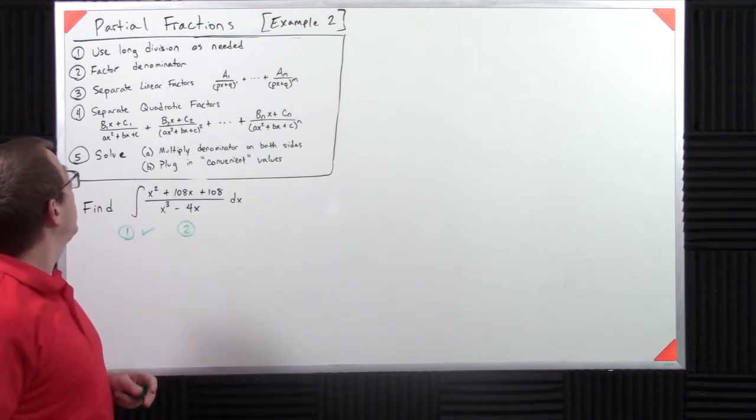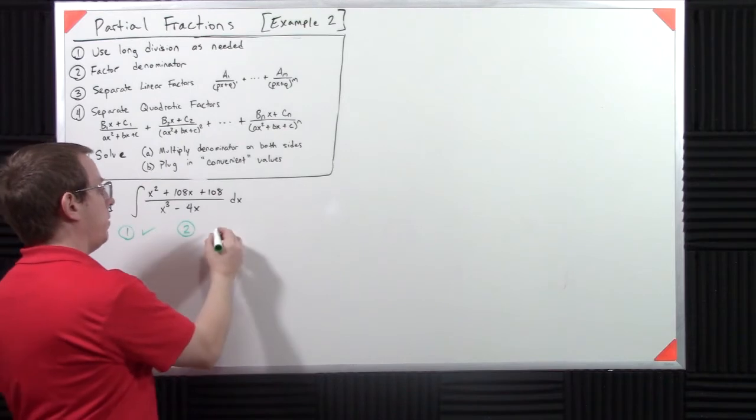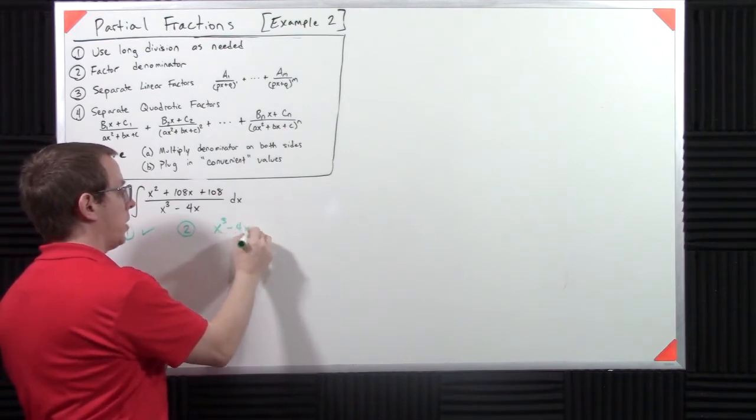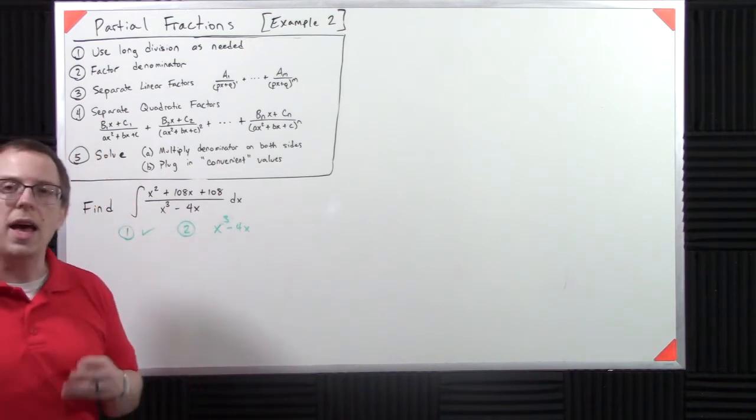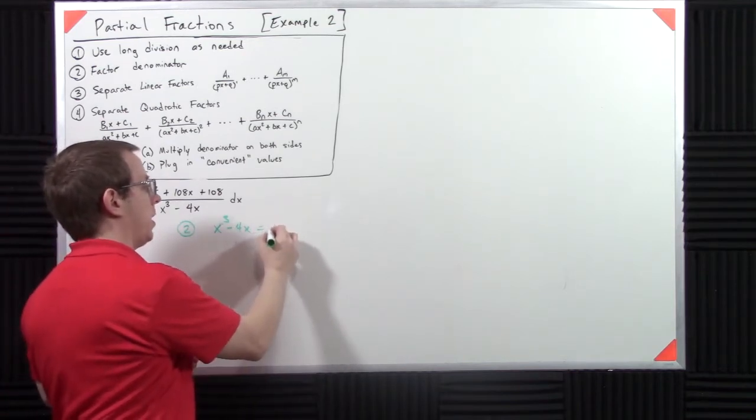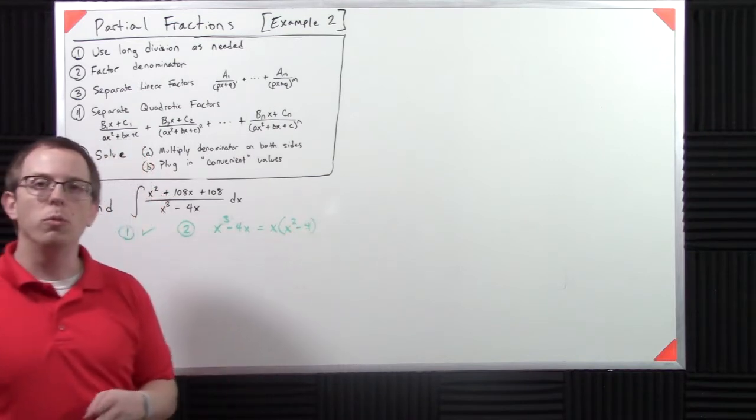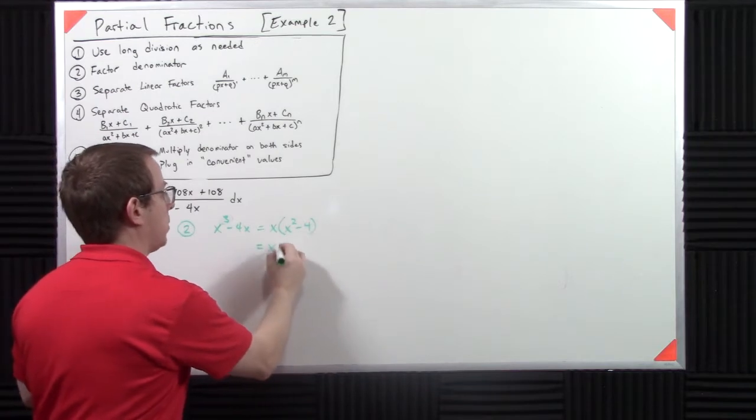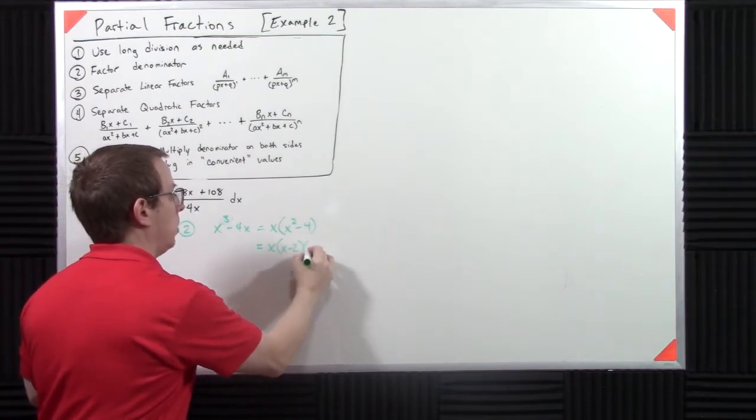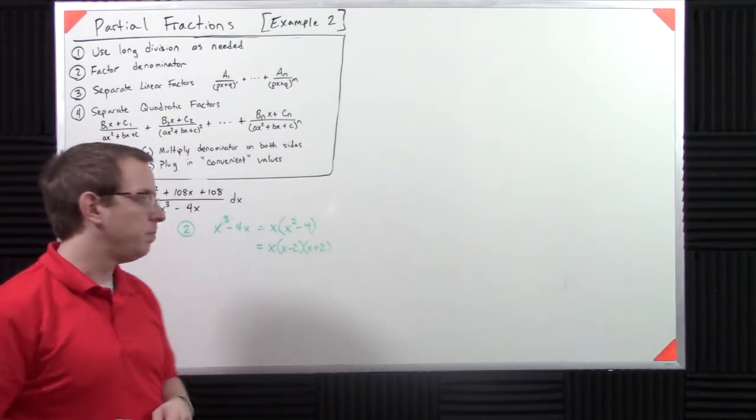The second thing is I need to factor the denominator. So I have x cubed minus 4x. Those have an x in common, so that'll be an x here, and then x squared minus 4. If you remember, x squared minus 4 is the difference of squares formula, so I end up with x minus 2, x plus 2. So that's how we factor that.